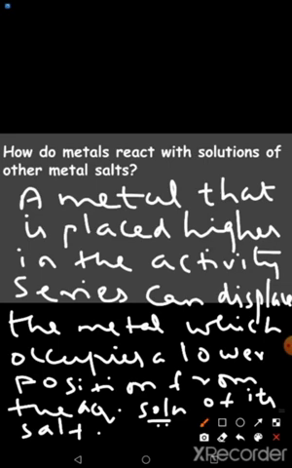We saw that example now. Zinc with copper sulfate gives you zinc sulfate and copper. Copper is getting displaced. So which is more reactive? Zinc is more reactive. So zinc is placed above copper.